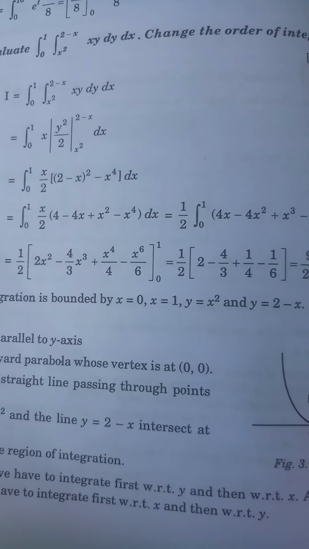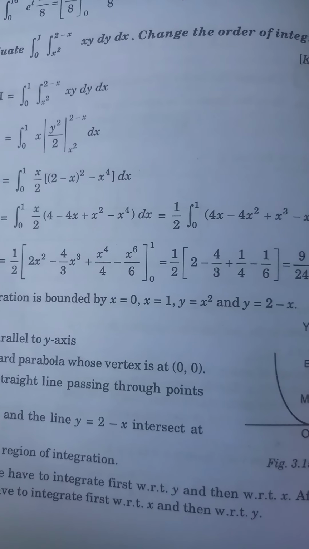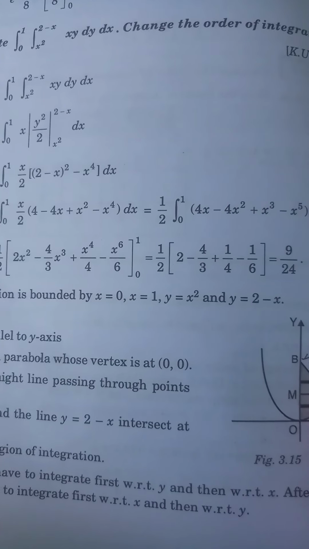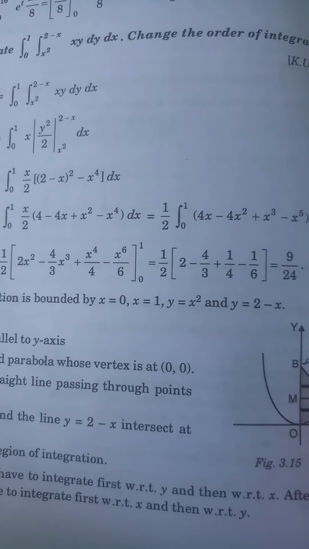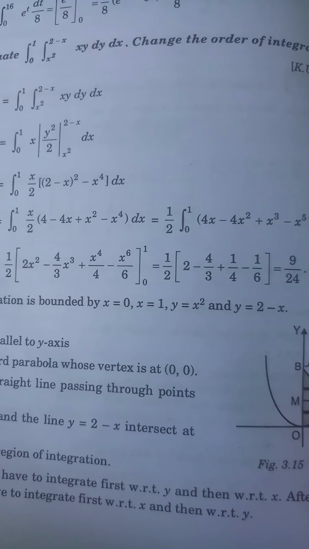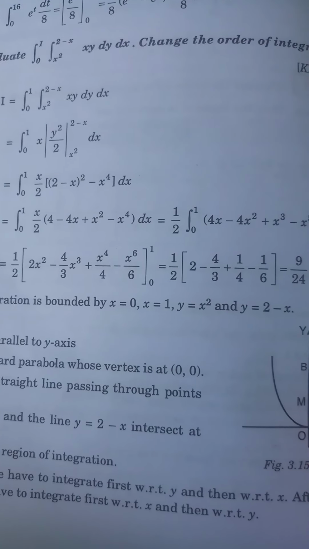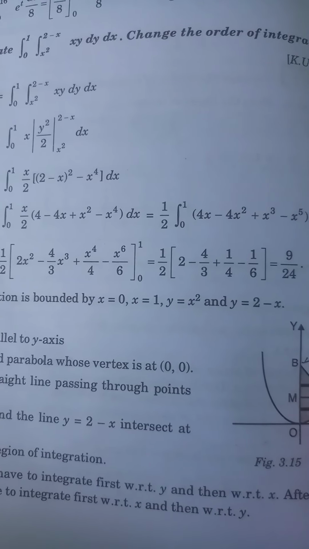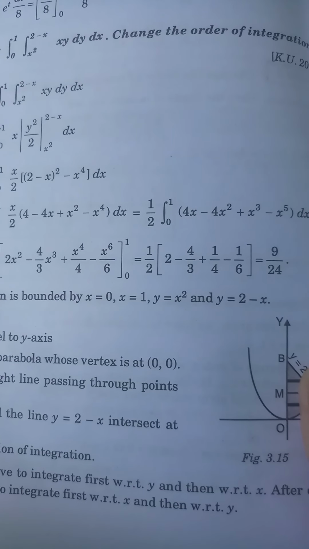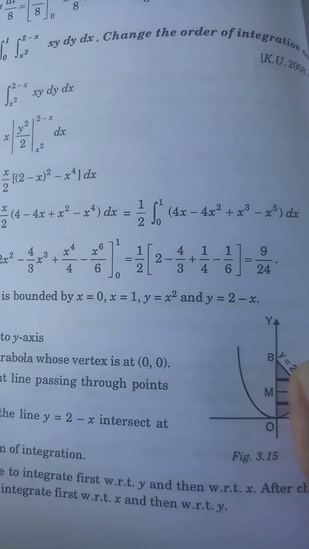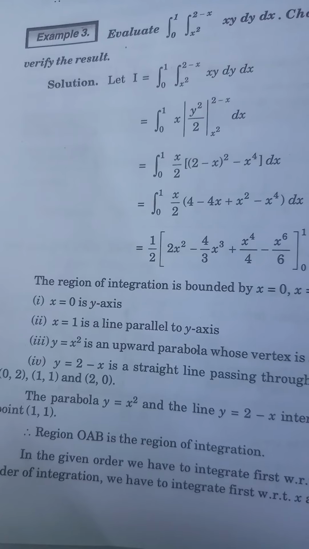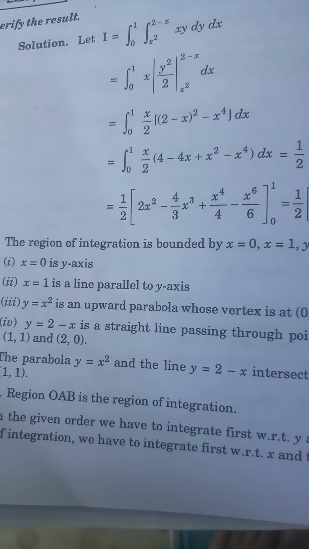is equal to half, 2x स्क्वायर माइनस 4/3 x क्यूब प्लस x की 4/4 माइनस x की 6/6, 0 to 1. हाफ, 2 माइनस 4/3 प्लस 1/4 माइनस 1/6, 9/24. चक्कर क्या है, सो कहाँ चले गए यार तुम.